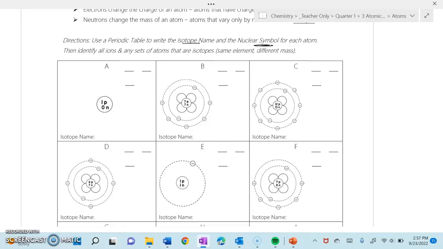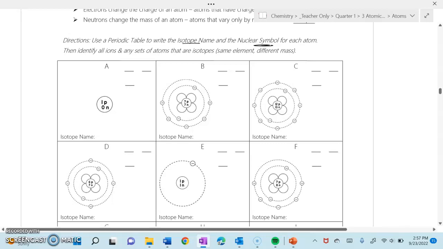In my first atom, part A, I have 1 proton and 1 neutron. If we look at the periodic table, we find that 1 proton is hydrogen. So I'm going to write its name. And then the mass, we said, is protons plus neutrons. That's 1 plus 0, just 1. So there's my isotope name, hydrogen 1.